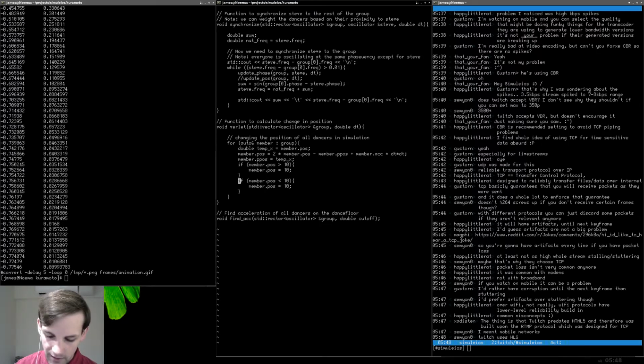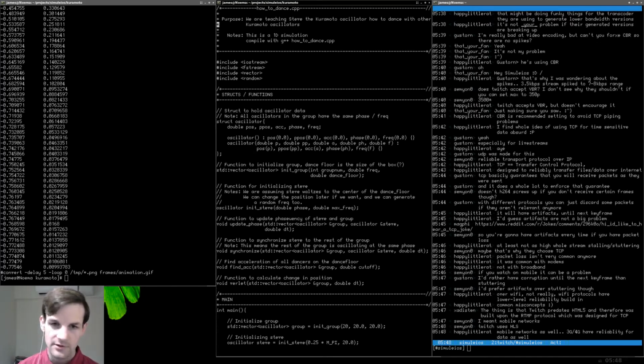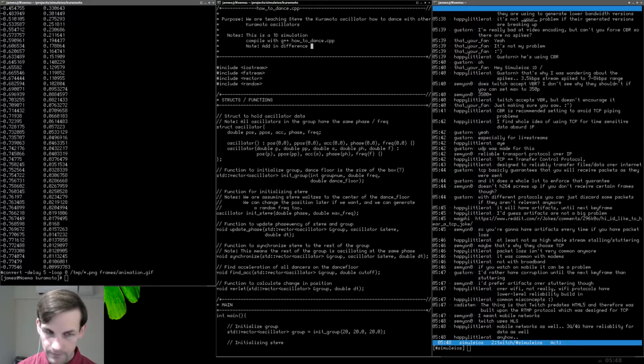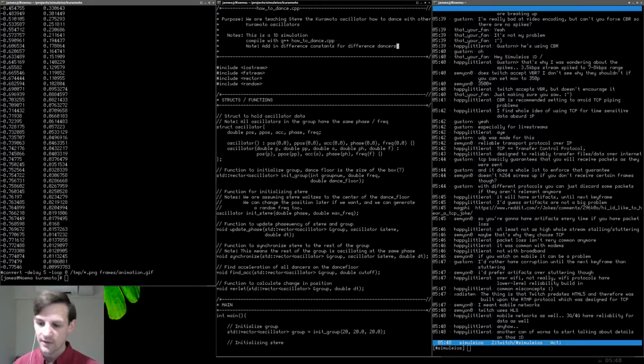So let me go ahead and put in a quick note at the very top, just so I don't forget it. I'm missing a few things, but I'm kind of keeping up with chat. So now what are we going to say? We're going to say, note, add in different constants for different dancers. This basically means that we can see all of the dancers individually coming towards Steve, and that should be okay. Yep, that should be good.